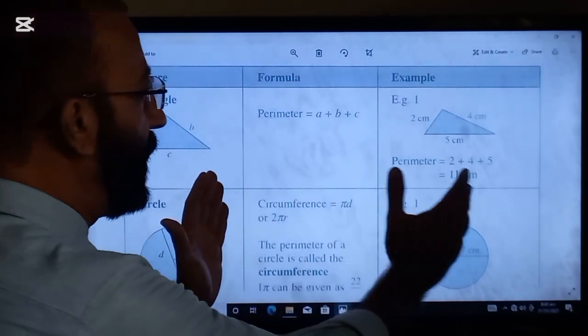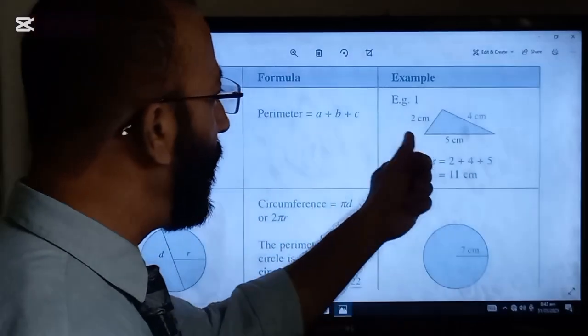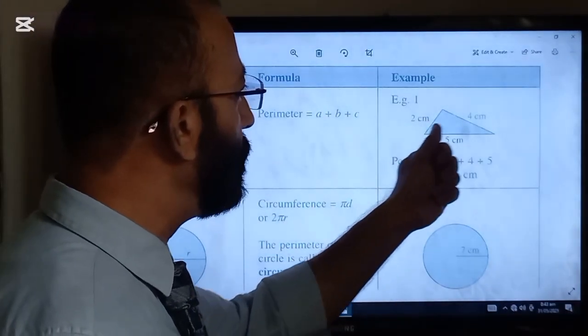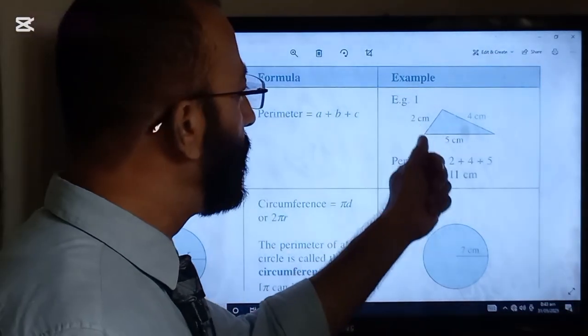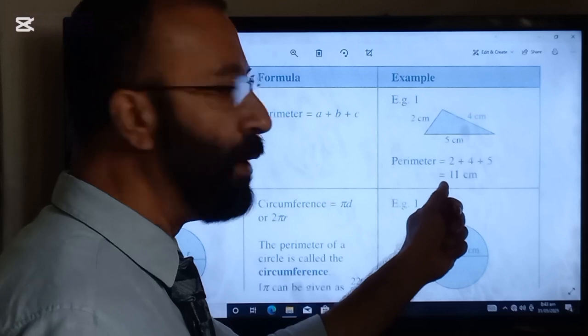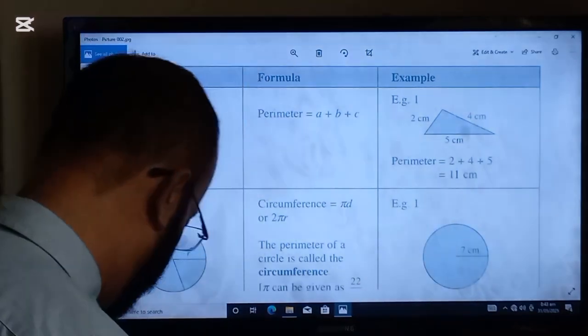This concept will be cleared by this example. For example, we have a triangle whose sides are 2, 4 and 5 centimeters. Perimeter is the requirement. We will sum all these three sides, and that will be equal to the perimeter of this triangle.